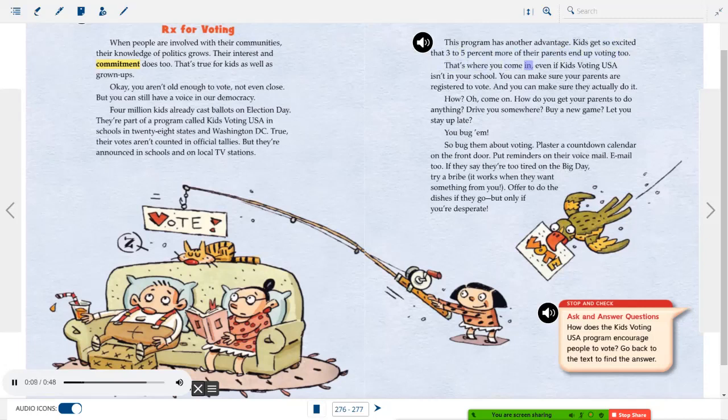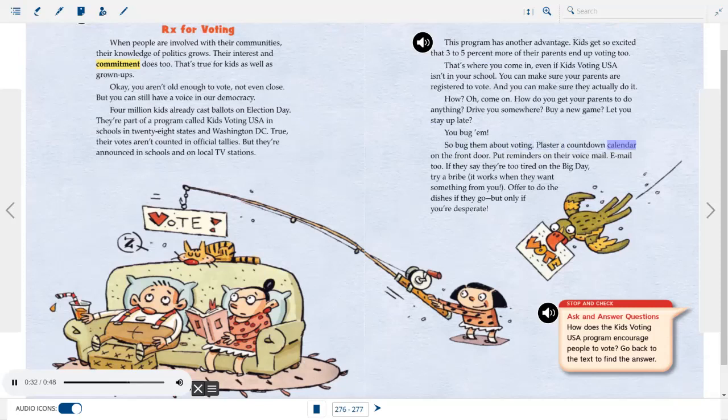That's where you come in, even if Kids Voting USA isn't in your school. You can make sure your parents are registered to vote, and you can make sure they actually do it. How? Oh, come on. How do you get your parents to do anything? Drive you somewhere, buy a new game, let you stay up late? You bug them. So bug them about voting.